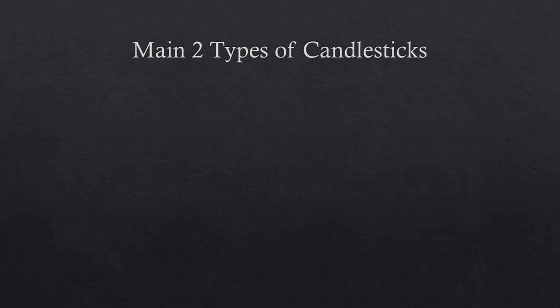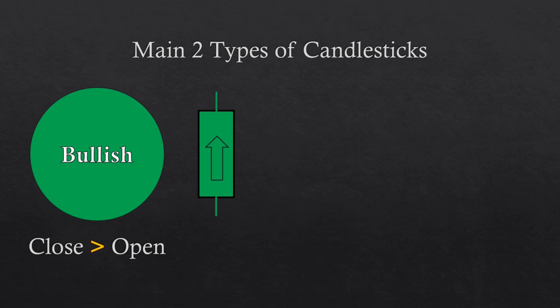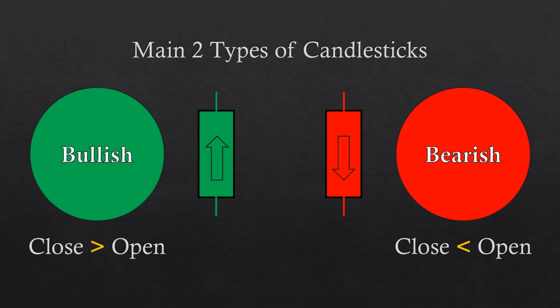There are mainly two types of candlesticks: the bullish and the bearish candlestick. The bullish candlestick occurs when the closing price is higher than the opening price. The bullish candlestick is usually displayed as a green candle on the chart. The bearish candlestick occurs when the closing price is lower than the opening price. The bearish candlestick is usually displayed as a red candle on the chart.